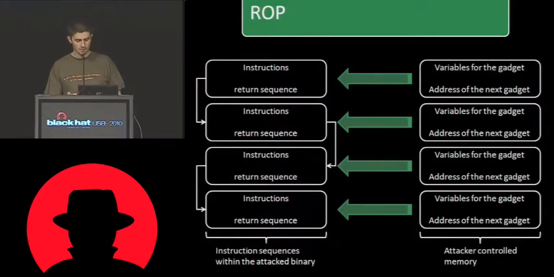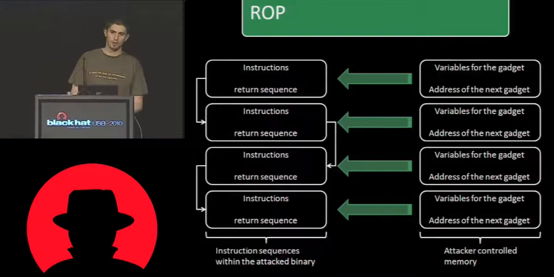And what happens basically when your shellcode is first executed, it will at some point reach what is called a return sequence. A return sequence basically will pop the next instruction pointer from the stack. And this way you're able to continue the execution using your payload.